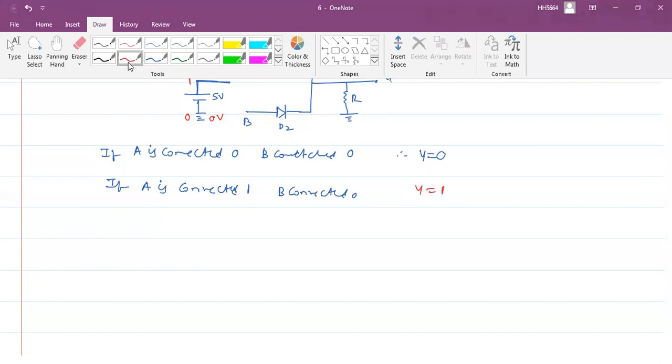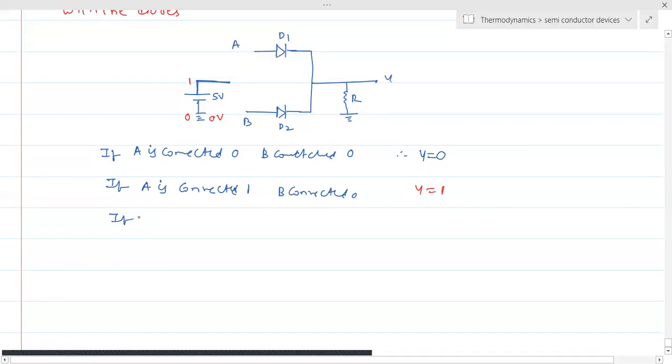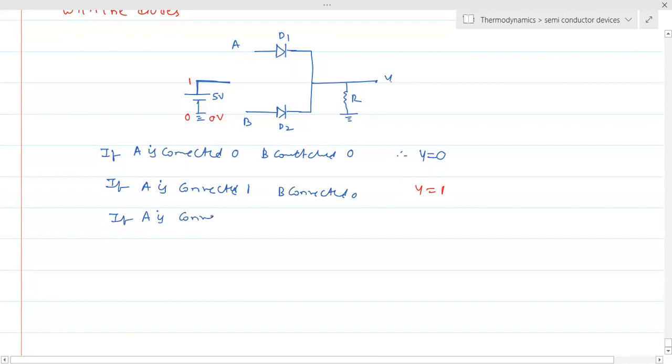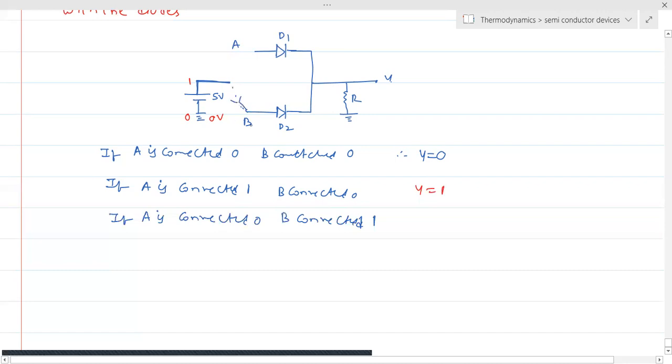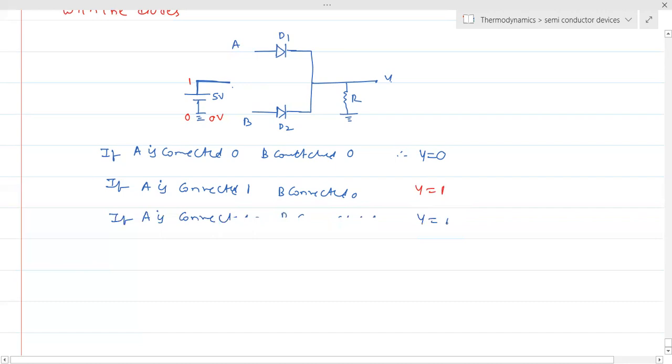Suppose A is connected to 0 and B is connected to 1. If A is connected to 0, it means D1 does not conduct. But B is connected to 1, so the current passes through D2 and we have the output. Therefore, the output I'm writing here is y equal to 1.